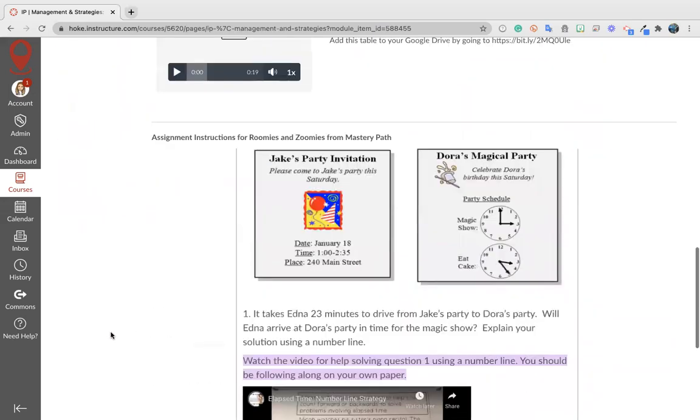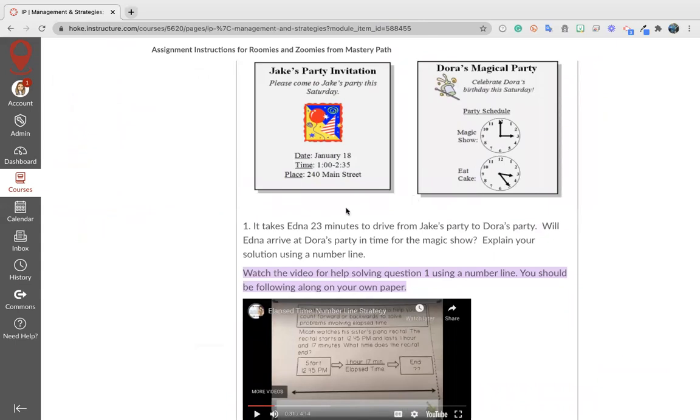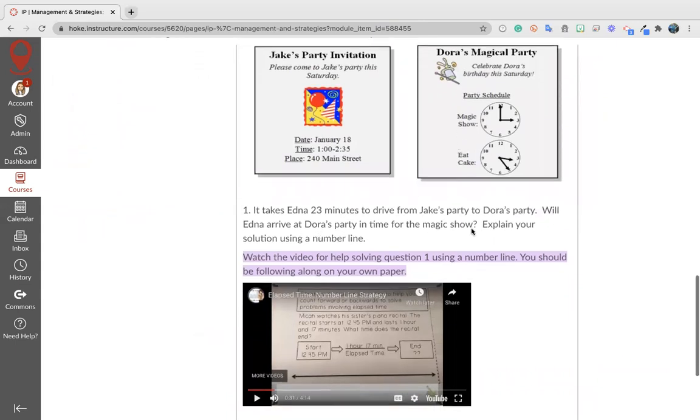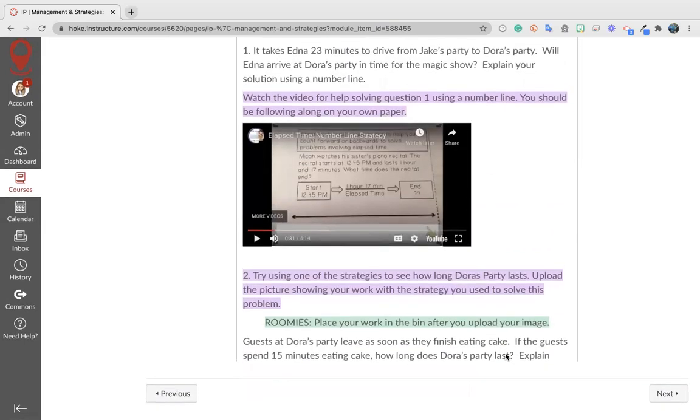So I took a screenshot. This is from one of the mastery paths, right? So they're working on their math problem. And actually, you see right here, I've got even a little bit of what might be considered guided practice because I've recorded myself helping them answer number one, and then they are answering number two. And you see here, my roomies are doing this on paper. And I want them to turn that work in at the end.